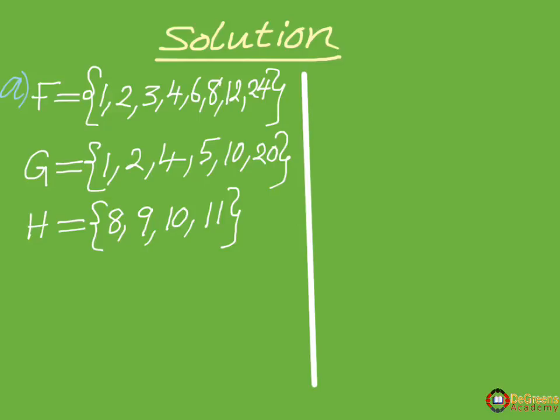So that is done with A. B, we are asked to give the cardinal number of F, and I said the cardinal number is simply the number of elements in a set. So to know the cardinal number of F, you simply count the number of elements in the set F, and that will give you 8. When you're writing the cardinal number, it should not be enclosed in curly brackets because a cardinal number is not a set.